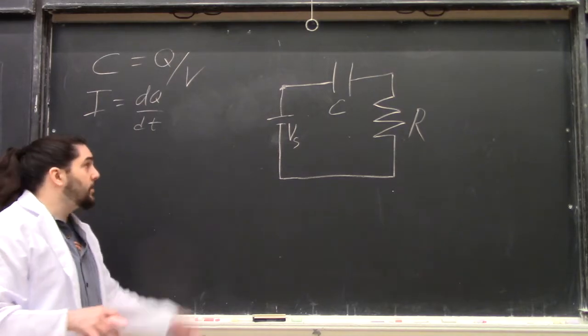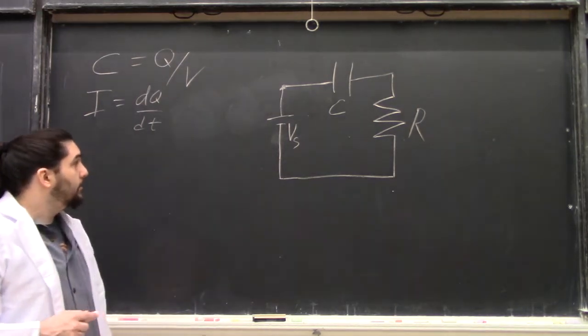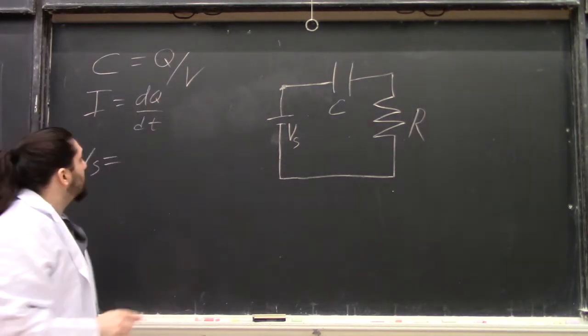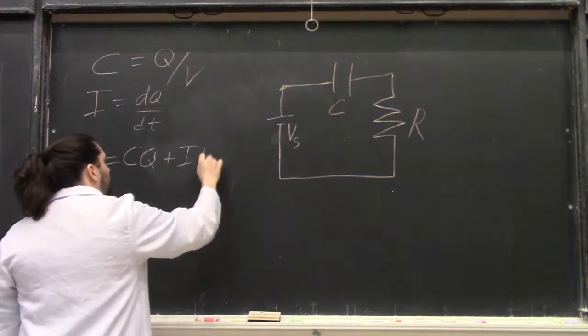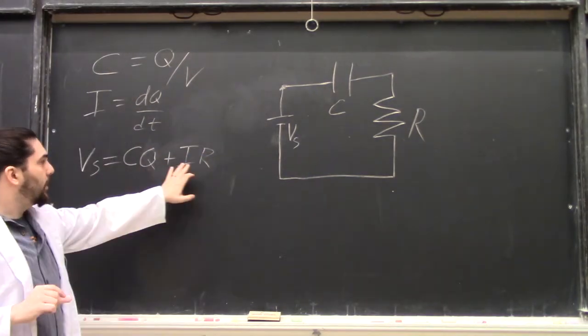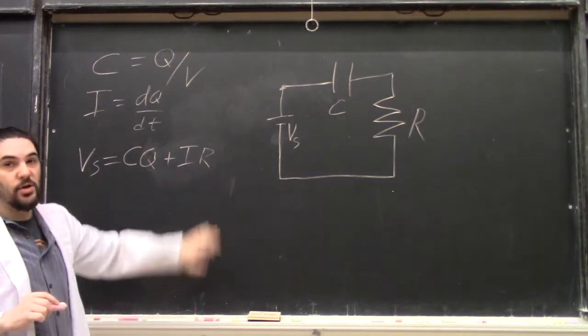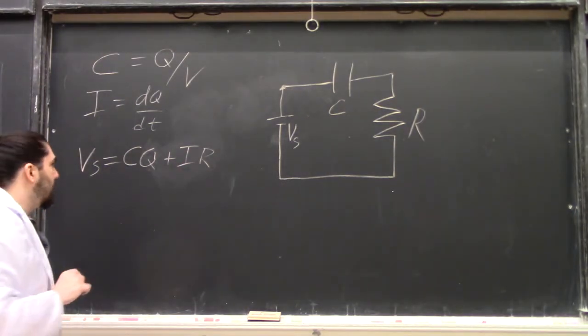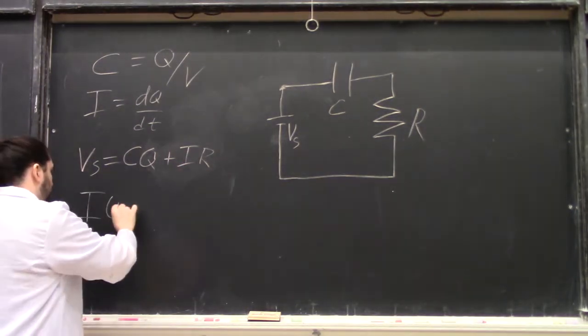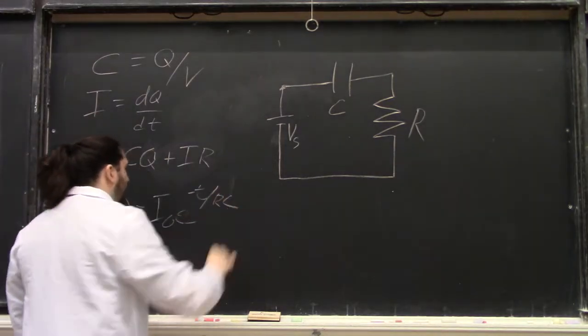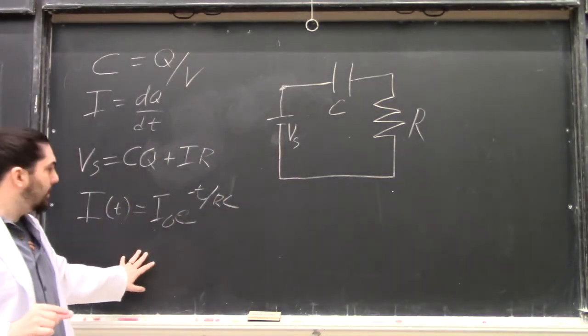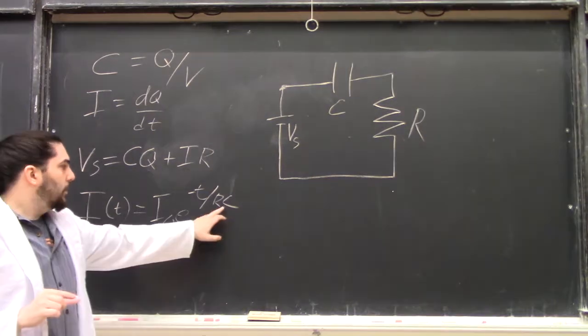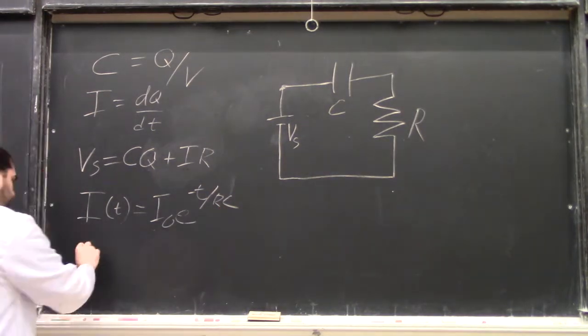From Kirchhoff's laws, we can see that the voltage applied is equal to the voltage across the capacitor, Q over C, plus voltage across the resistor, I times R. If we do a little bit of calculus on this equation, we find that the current through the circuit is an exponential decay with a time constant of RC.